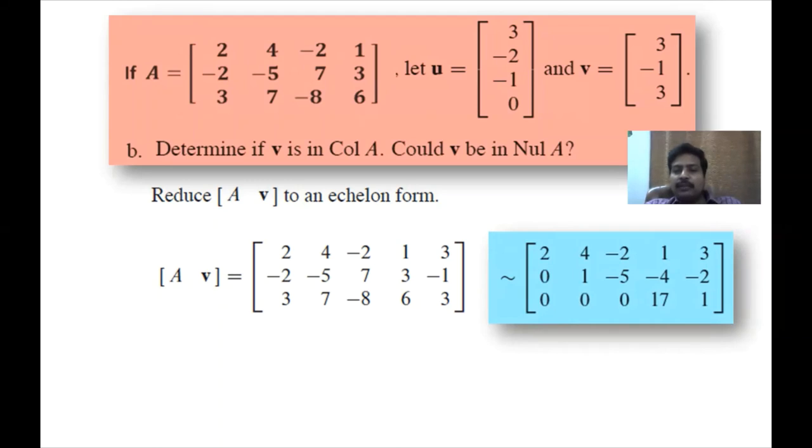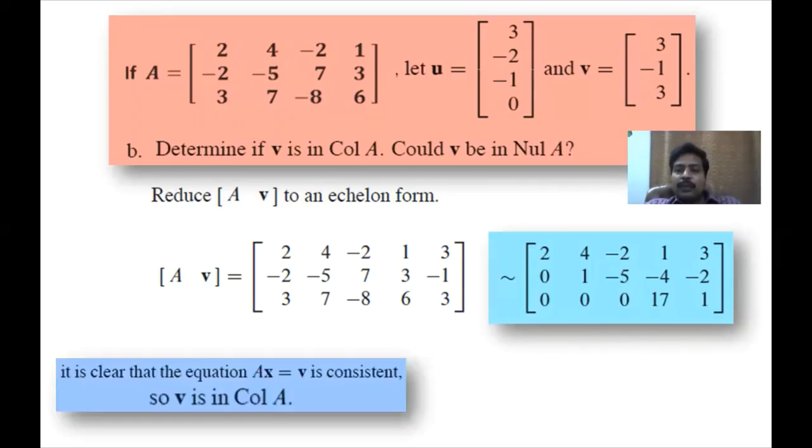So this final equation will tell you that 17 x4 is equal to 1. You can get the value of x4. After substituting the value of x4 in this one, you will get the values of x2 and x3. After substituting these, you will get the value of x1. So there are many solutions for this. It is clear that the equation Ax is equal to V is consistent.